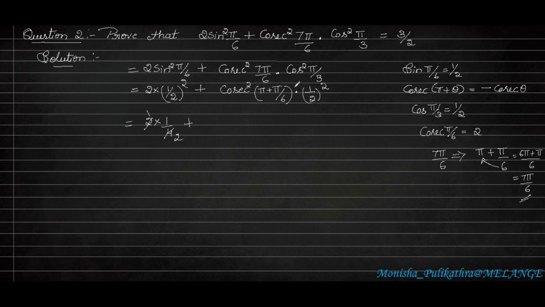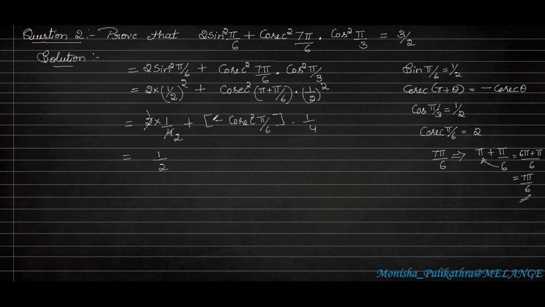Plus here, since I have written, cosecant of pi plus theta is equal to minus cosecant theta. Here also it is in the same way. Cosecant pi plus, instead of theta it is pi by 6. So we have to write it as minus cosecant square pi by 6. So cosecant of pi plus theta is minus cosecant theta. So cosecant square of pi plus pi by 6 is minus cosecant square pi by 6, into 1 by 4.